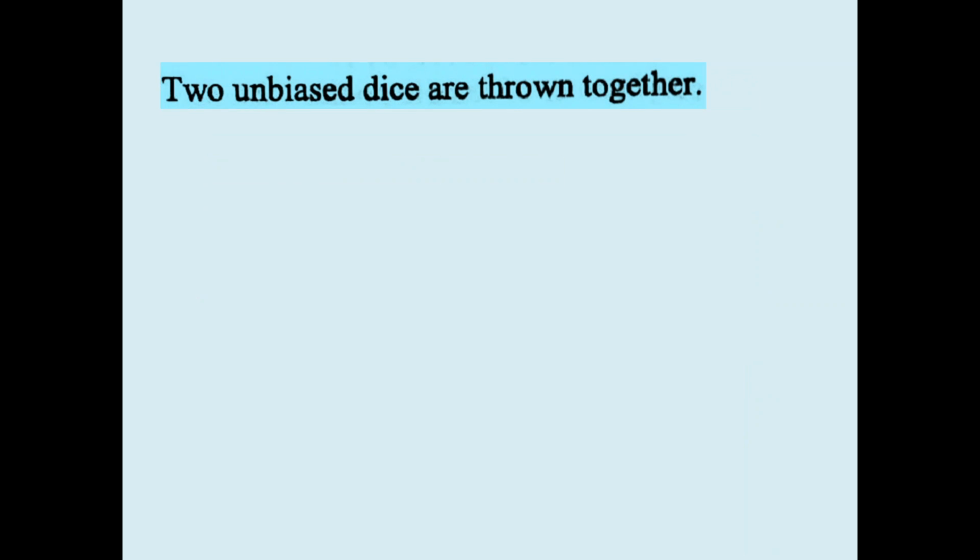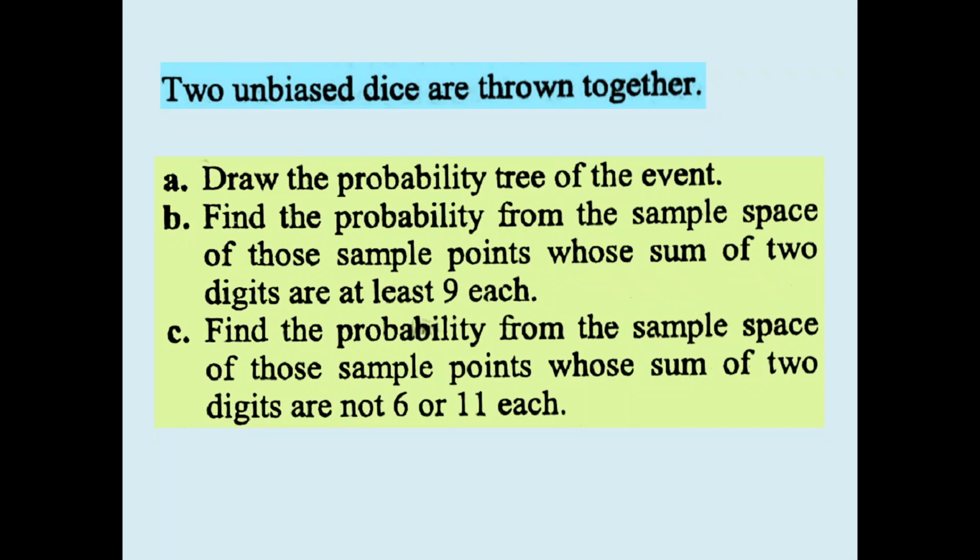Now, another question. Two unbiased dice are thrown together. Question number A. Draw the probability tree of the event. Question number B. Find the probability from the sample space of those sample points whose sum of two digits is at least 9 each. Question number C. Find the probability from the sample space of those sample points whose sum of two digits is not 6 or 11 each.